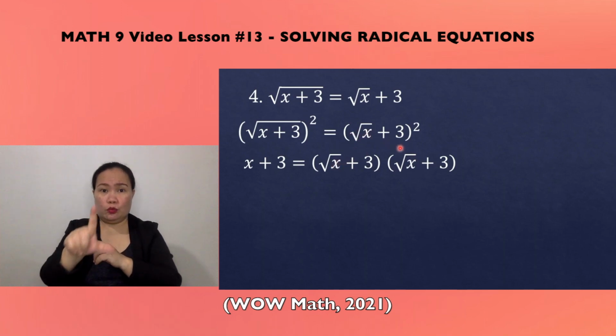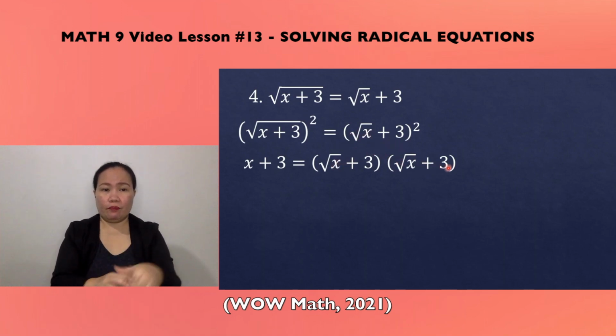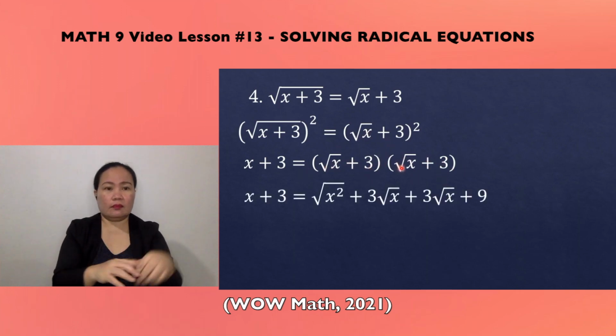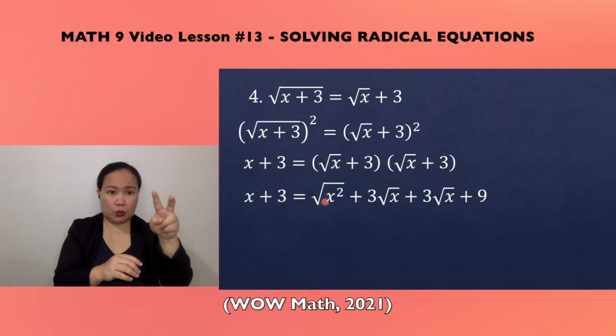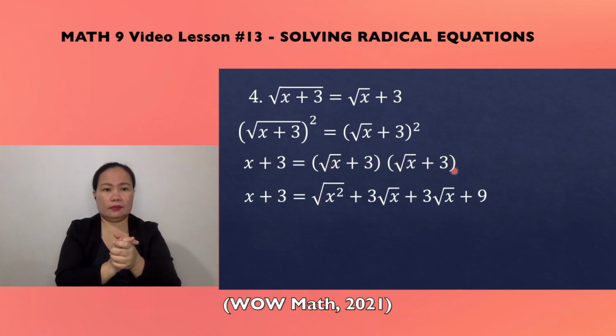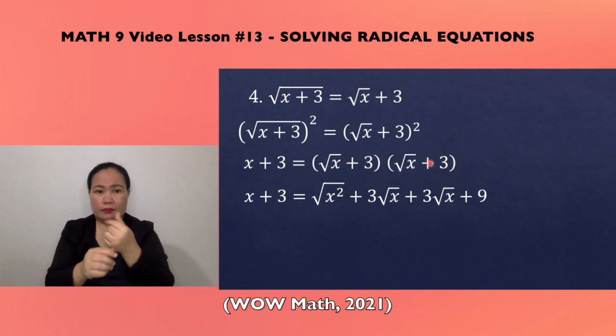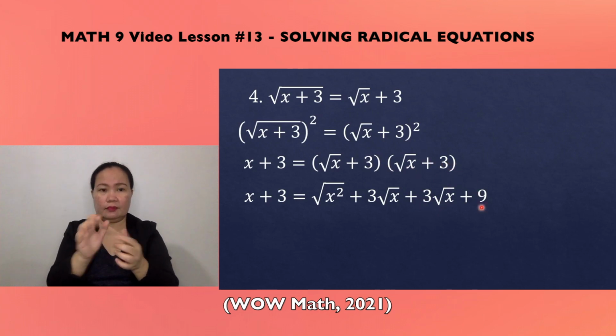Square root of x plus 3 times square root of x plus 3. So you can use the FOIL method there. That is square root of x times square root of x, that is square root of x squared. Square root of x times 3, that is 3 square root of x. 3 times square root of x is 3 square root of x. And 3 times positive 3, that is positive 9.